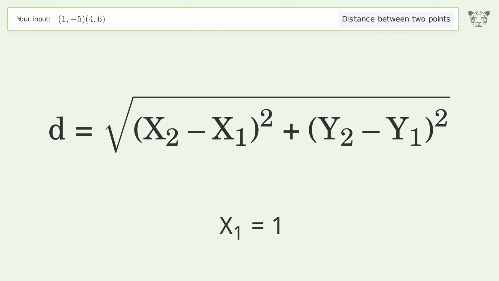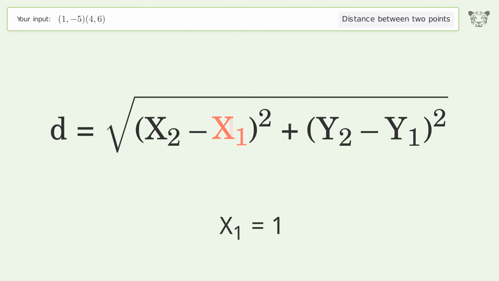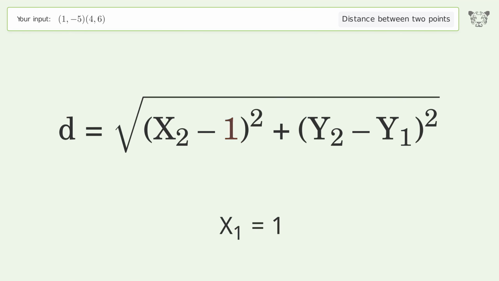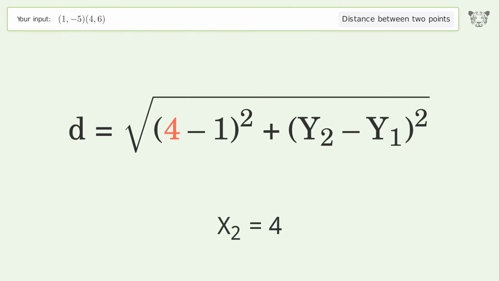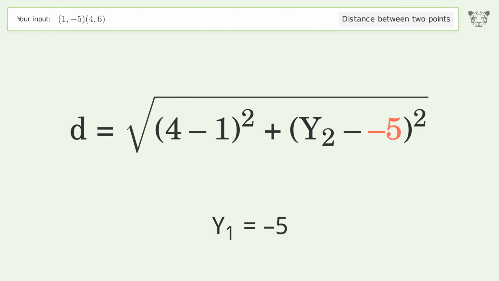x1 equals 1. x2 equals 4. y1 equals -5. y2 equals 6.